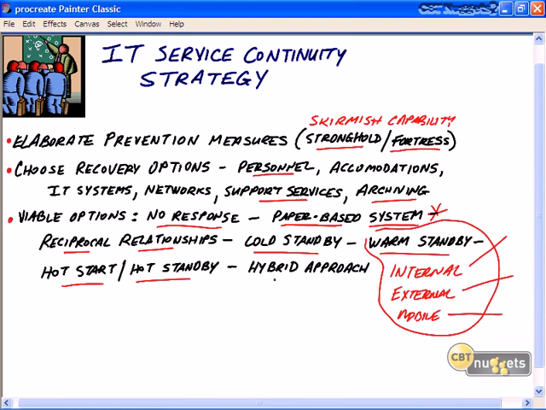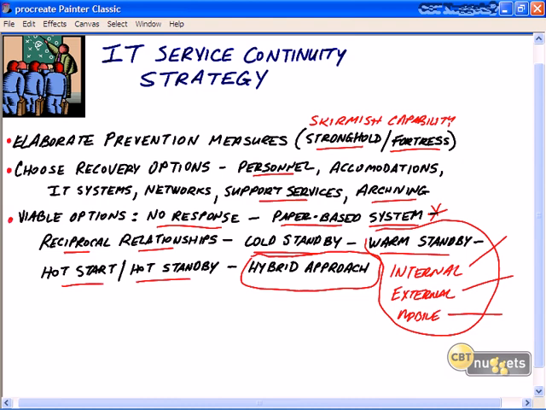Typically, most contingencies are going to use this final option here, which is a hybrid approach. Based on your budget, based on your resources, it'll be some combination, depending upon the department, depending upon the mission criticality of the service or the infrastructure, some combination of cold standby and hot standby or hot start, combination of warm and hot, or maybe a few areas have a reciprocal relationship. Maybe one area can fall back on a paper-based system or a manual system, like HR, for example, could fall back on a paper-based system if they needed to for a week. A hybrid approach. These are all parts of your IT service continuity strategy.